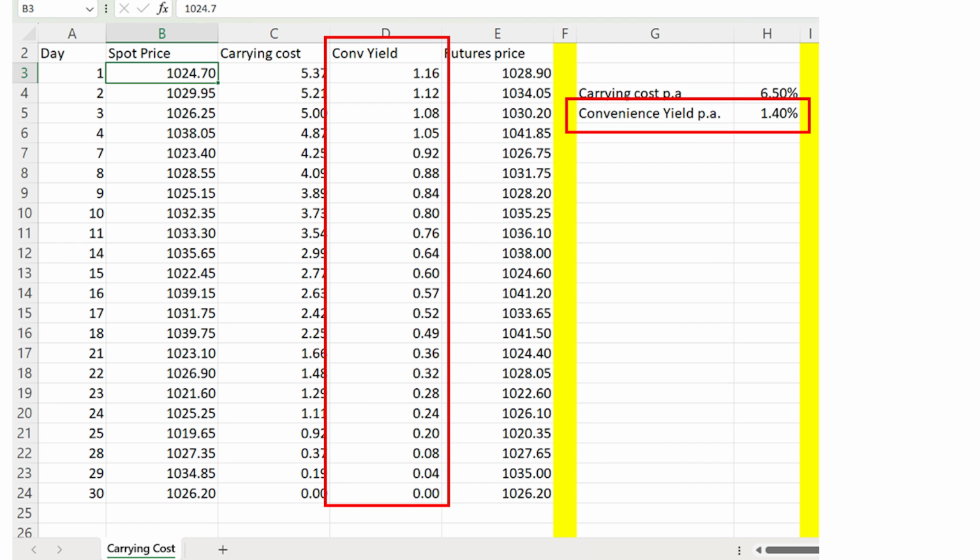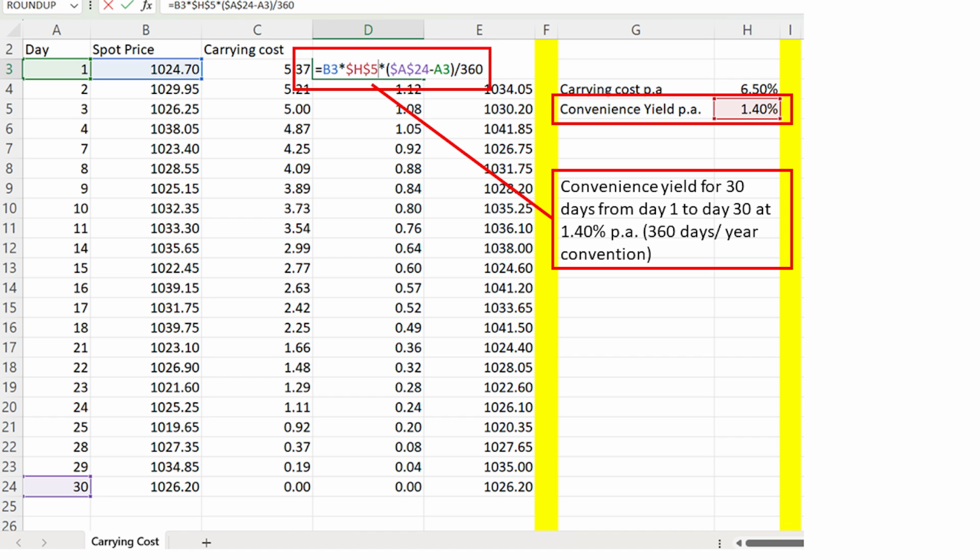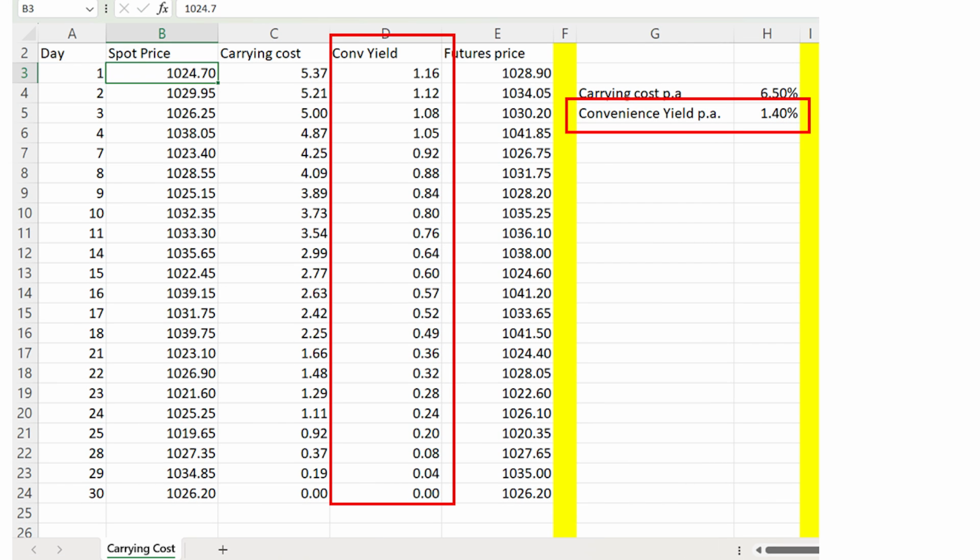I have taken the convenience yield of 1.4%. Again, same formula: 1024 on day 1 multiplied by 1.4% divided by 360 days multiplied by 30 days, because from day 1 you will get a convenience yield of 30 days at 1.4%. So the convenience yield is 1.16 if we acquire that stock or that index on the first day, and if you acquire it on day 2, of course the convenience yield will also be less, which is 1.12 rupees, and so on and so forth.